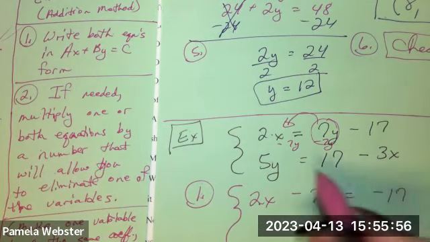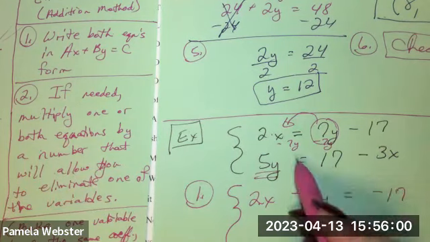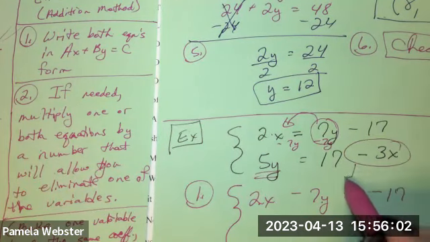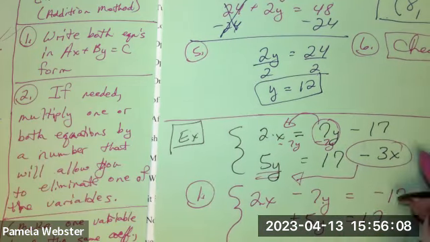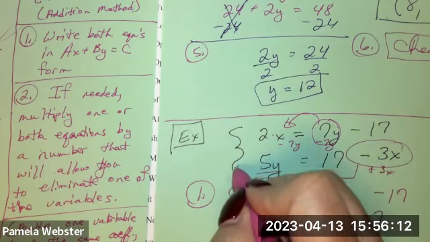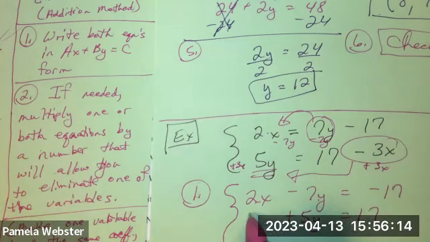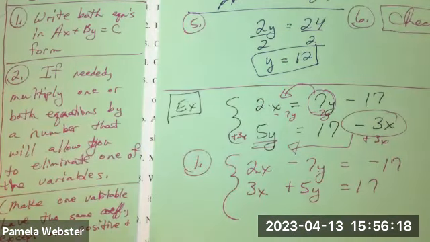I'm good. This guy's got the y over here, so I'm going to rearrange this. I need to move the x over, right? So the plus 5y is okay, equals 17. But I need to get rid of this negative 3x. I'm going to do that by adding 3x to both sides. So this is going to be 3x plus 5y equals 17.